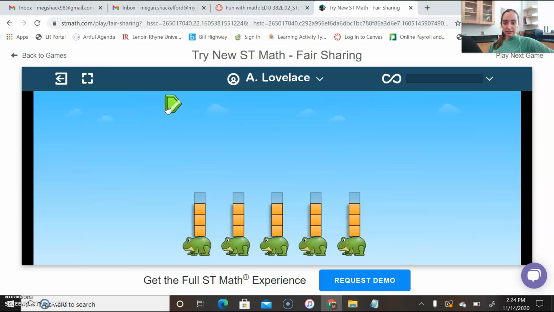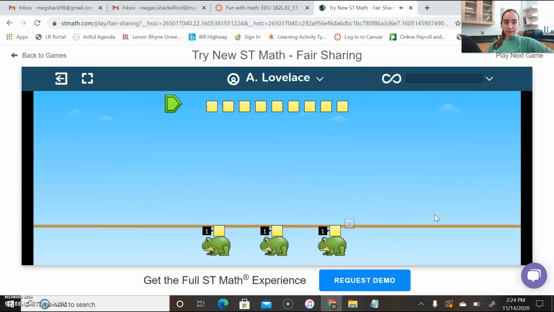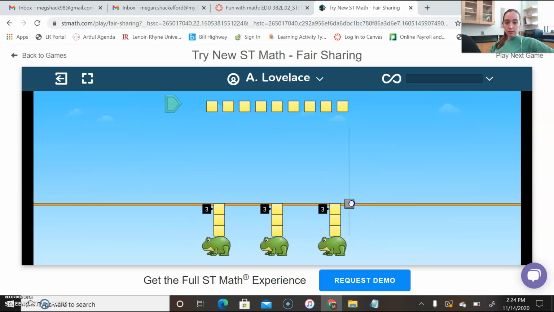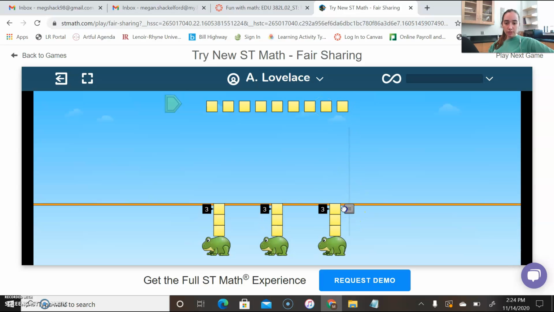And play. Yay. Oh gosh, okay, what is this here? Okay. So let's see, we have 1, 2, 3, 4, 5, 6, 7, 8, 9 boxes by 3 frogs. Each one gets 3.